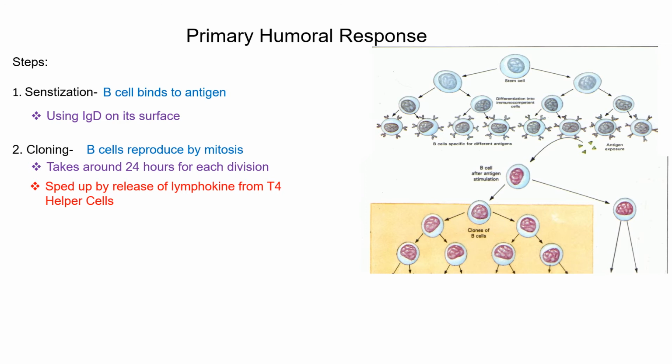Now what this hormone does is speed up the division. So instead of dividing once a day, these B cells can divide as many as 3 times in one day. That's a huge change in the speed of reproduction, and it allows your B cell reproduction to catch up to the speed necessary to fight off the infection. Once these cells are cloned, they undergo differentiation. They change from B cells and become either plasma or memory cells.